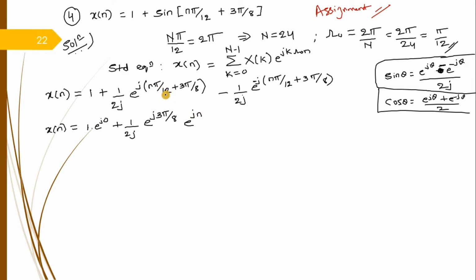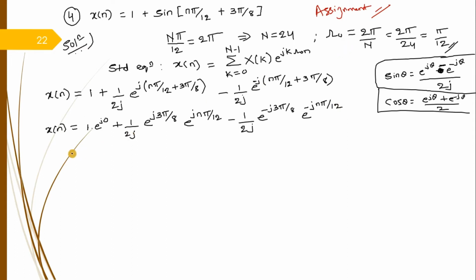This pi by 12 can be either written as 2 pi by 24 or else just omega naught. The pi by 12 means omega naught. So let me write it as pi by 12 itself, and you remember in your mind that pi by 12 is nothing but omega naught itself. Fine. Similarly for this, if I apply the same analogy, I would get e raised to minus j 3 pi by 8 e raised to minus j n pi by 12 or 2 pi by 24 or omega naught.